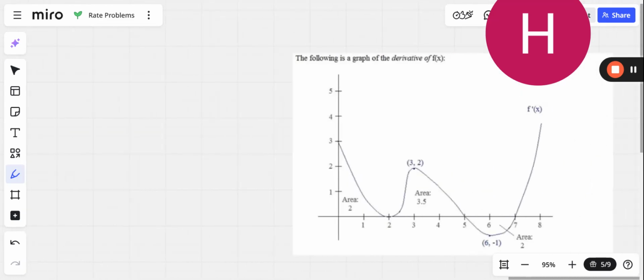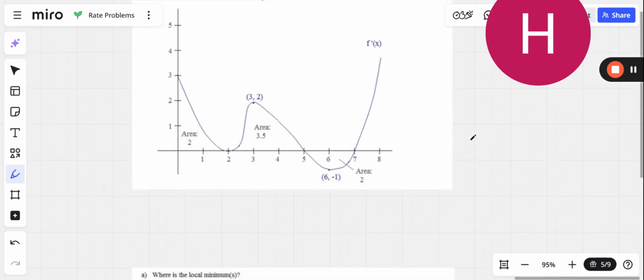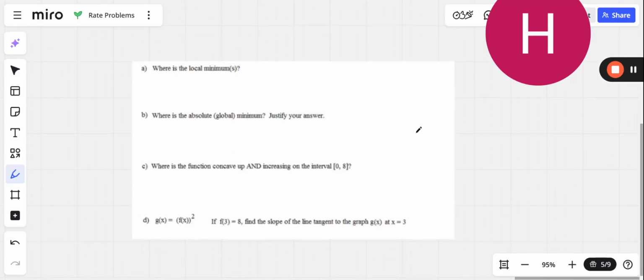And then we have one last question, which also gives us a graph of the derivative of a function. And we're going to have to use that. Like I said, we're not just doing derivatives in this problem. We might be given a derivative and we have to use it. And we'll be asked some problems about minimum, concavity, so on and so forth.